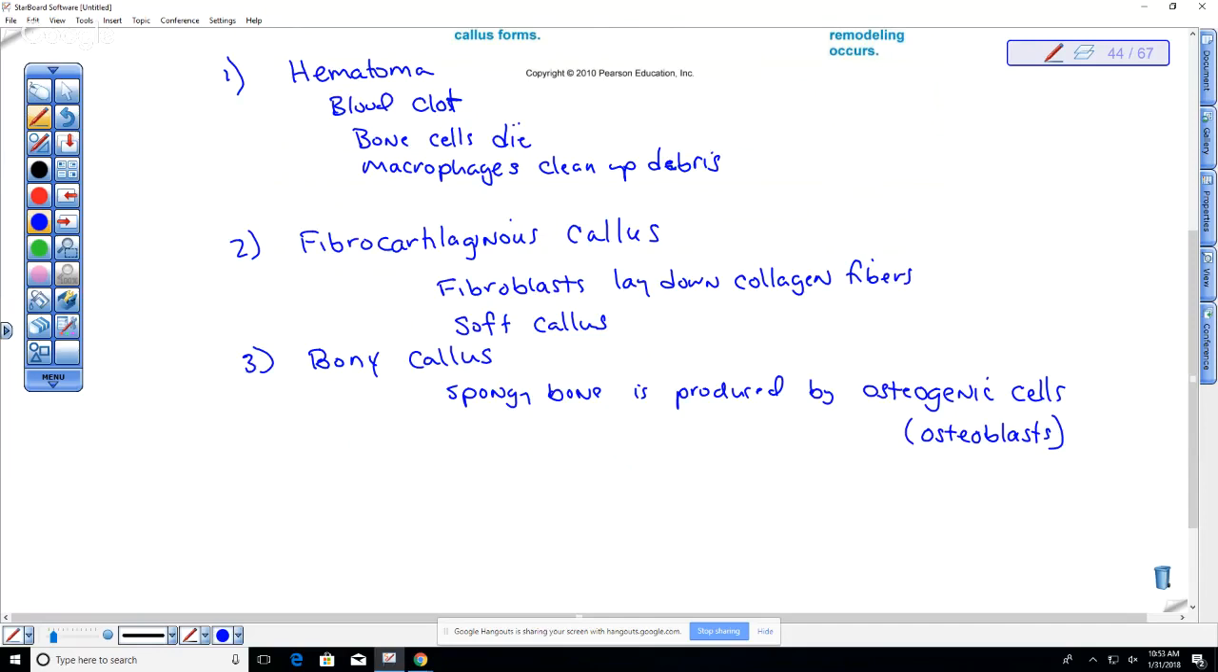And then the last one is that idea of the bone remodeling, right? So we want to get rid of that hard structure on the outside of the bone. So the bony callus is reabsorbed.